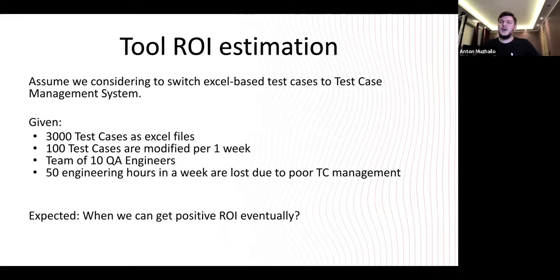Because now we have lots of time paid for the duplication between those test cases. It takes time to find the proper test case, etc. So we need that test case management system. Okay, so the good question is, when can we get a positive return on investment? So when can we get this pure profit?